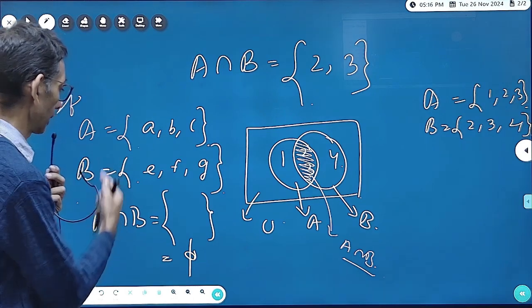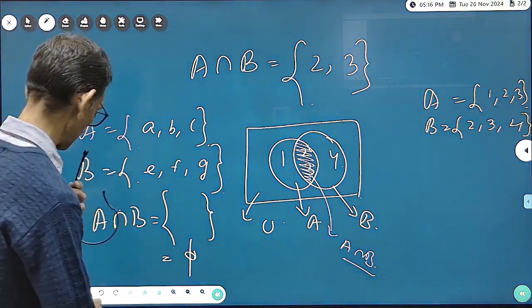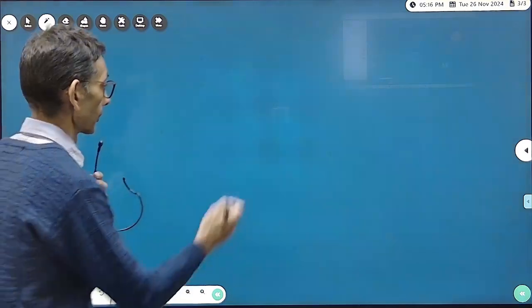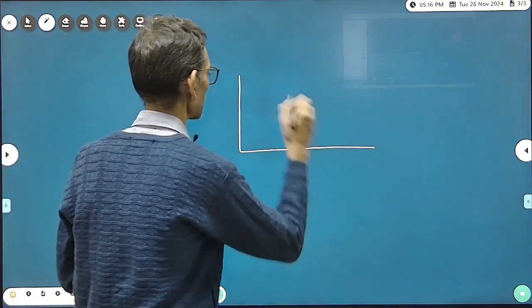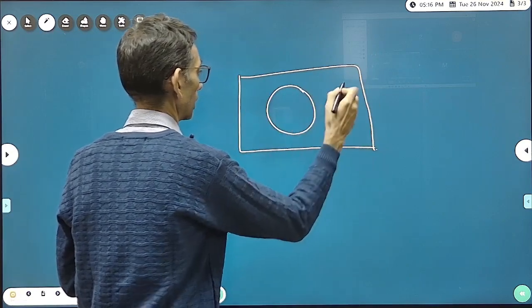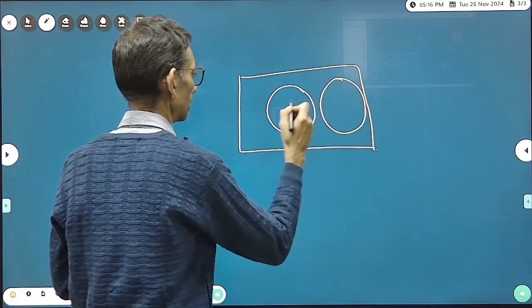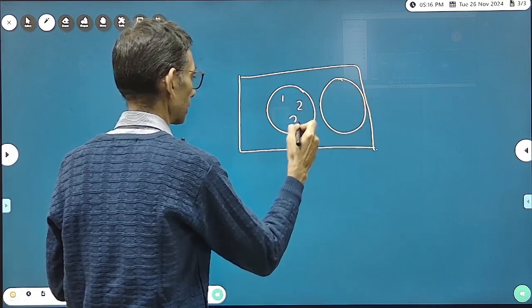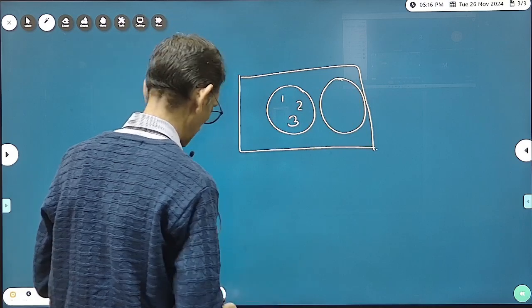Draw this Venn diagram of A and B. You can just draw like this. This will be the universal set. This will be A and this will be B. This will have A, B, C. I have written A, B, C, right?